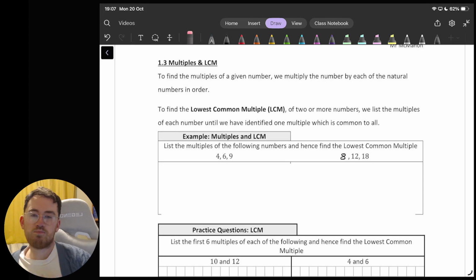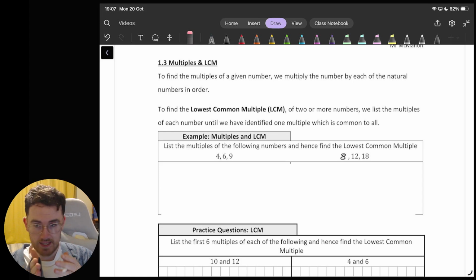Multiples will always be bigger than the number you're looking at. So if you're starting with multiples, I suppose the first multiple is always the number itself, and then they continue to get bigger. Essentially, you're adding on that number every time to get the next multiple.